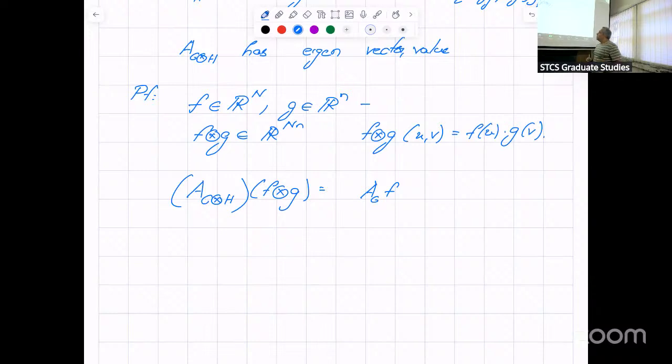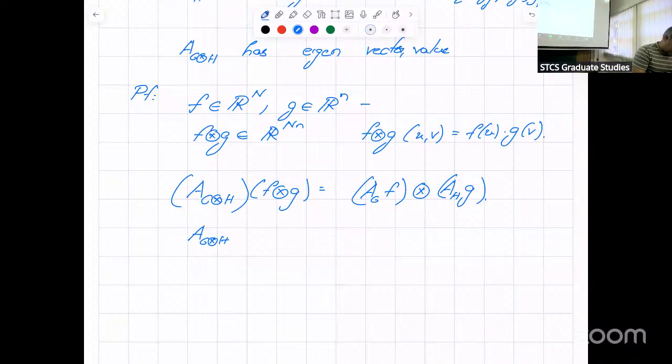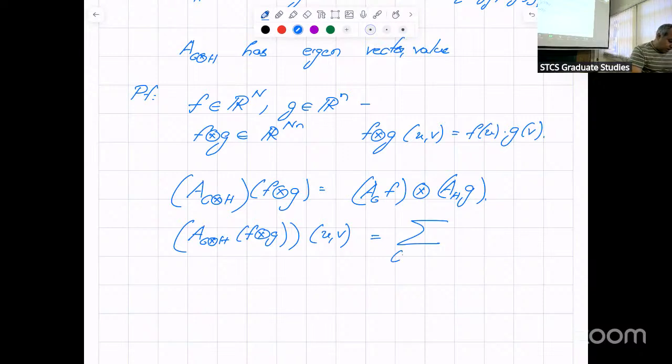Okay, I want to claim this is true. A quick proof of this: A of G tensor H, when you apply it on F tensor G and look at the UVth element of this, is the summation over all U prime, V prime of A of G tensor H at (UV, U prime V prime) times F tensor G of (U prime, V prime).